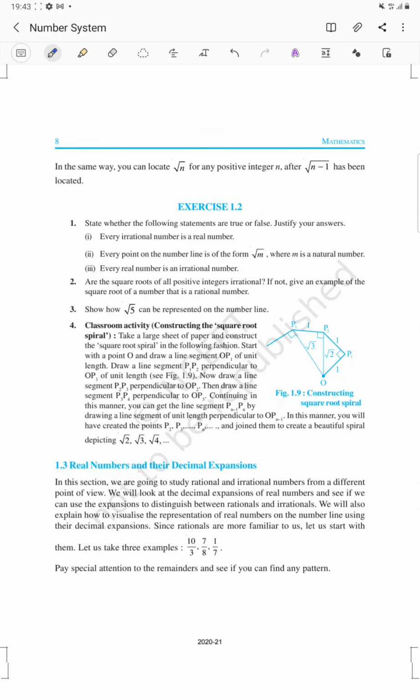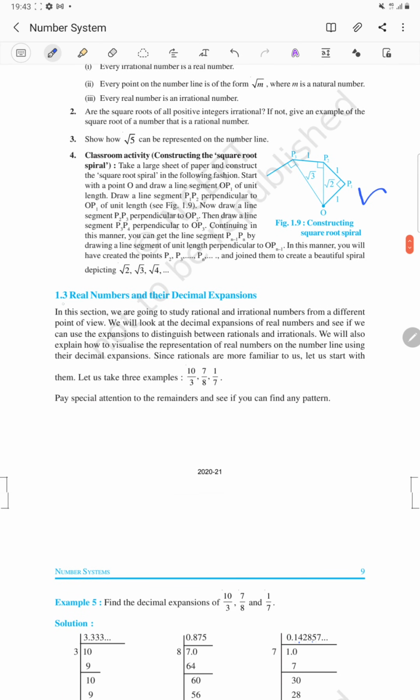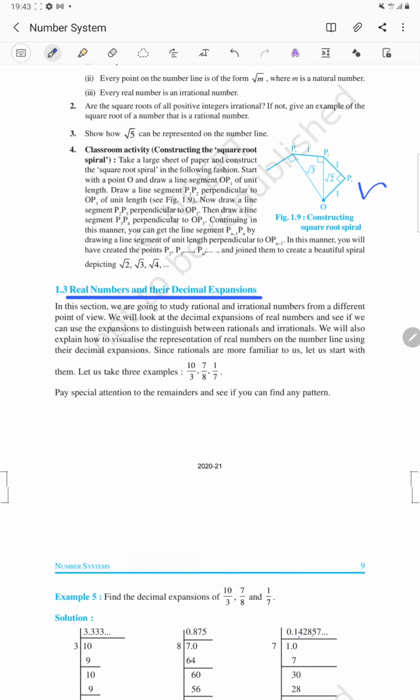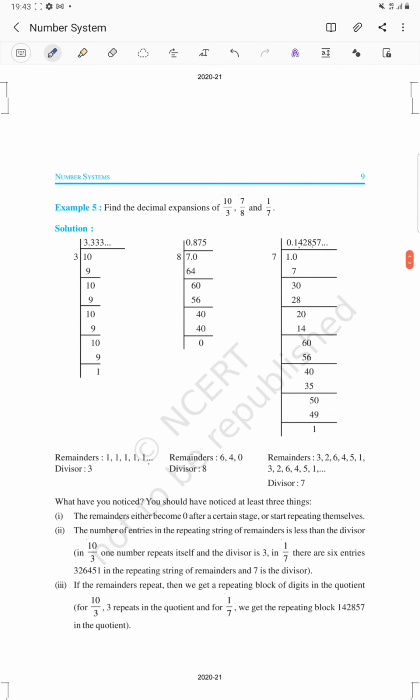Hello everyone. Till now we have done our exercise 1.2 and I hope now you all have understood how to make this square root spiral. Now our next topic is real numbers and their decimal expansion. So first of all we will learn about the decimal expansions of rational numbers.